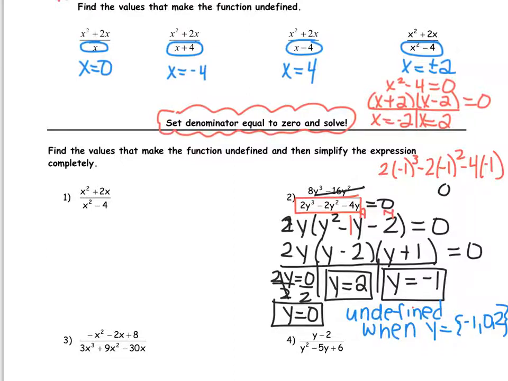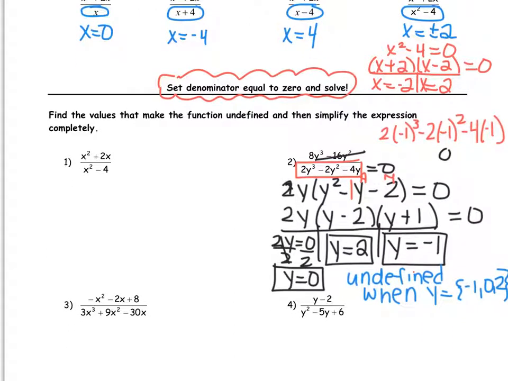We are going to simplify the expression, and that actually requires factoring. So I'm going to just rewrite it so that I can simplify it: 8y to the third minus 16y squared over 2y to the third minus 2y squared minus 4y. Now, simplifying these expressions aren't as bad as you think they are. All you have to do is factor.